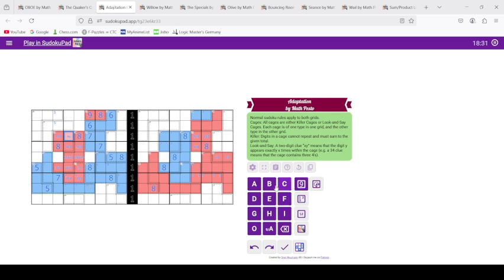This is a 4 because it can't be a 6. That's a 6-9 pair. This 6 or 9 goes here in that cage. This is a 1-2-4 triple in that box.